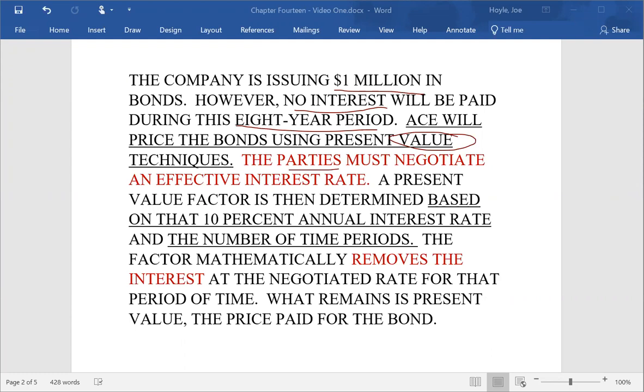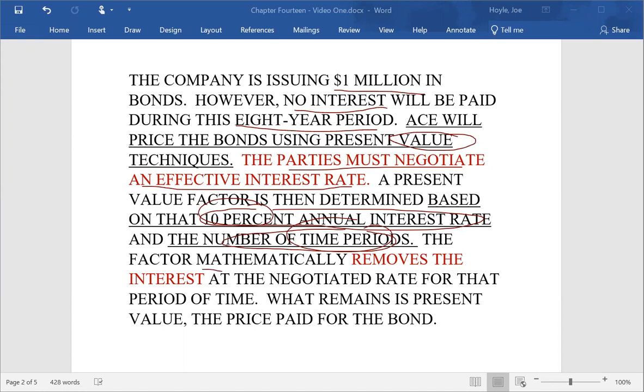The parties must negotiate the effective interest rate. So the two parties come together and decide upon what interest rate is a reasonable rate that they can both agree on. In this case, that's a 10% annual interest rate. And we take that as well as the number of time periods. In this problem, that's 8 years. So you have a 10% interest rate. You have 8 time periods.